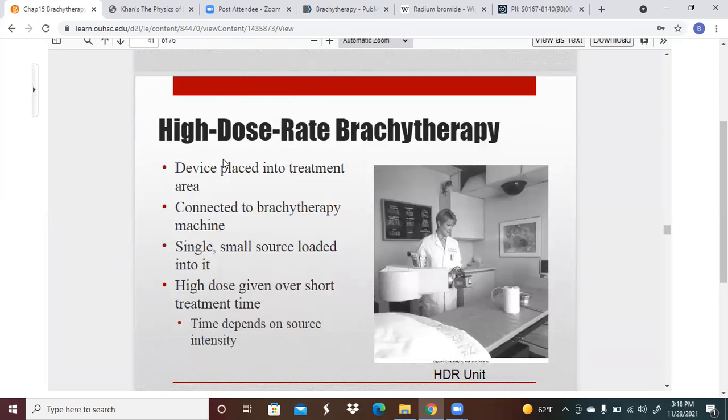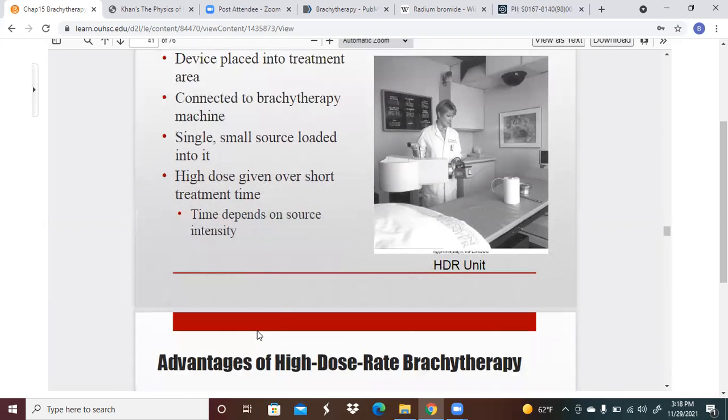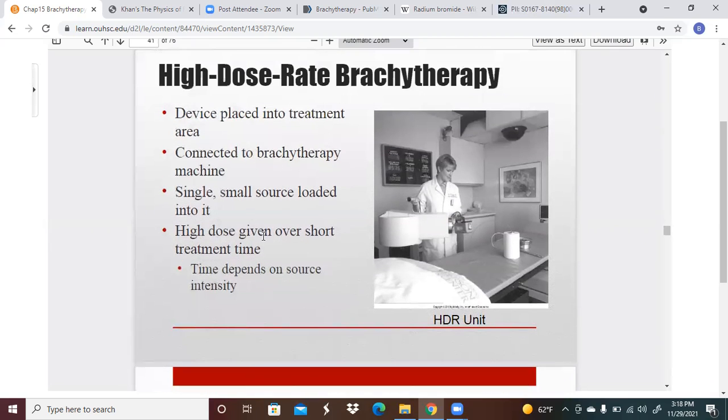So you've got a device here that's going to be placed in the treatment area. It's connected to the brachytherapy machine. You've got a single small source loaded into it. You've got a high dose given over a short treatment time, and the time depends on the source intensity. So the more intense it is, the less time that it has to dwell there.